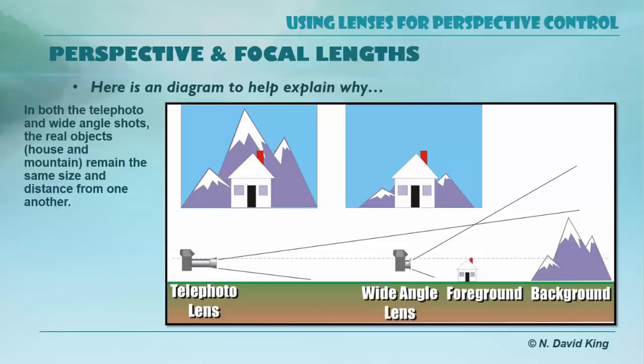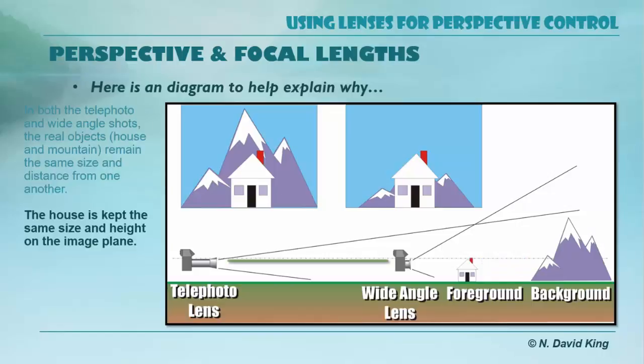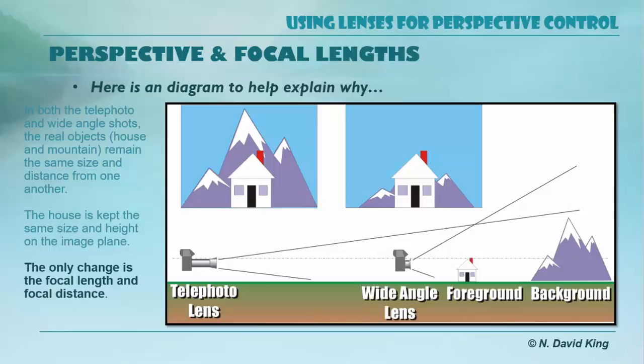What's important is that the two objects, were they real, the house and the mountain, regardless of what lens they're being shot with, actually never change size, and they never change their distance from one another. The only thing that changes is the camera position. The house, in this case for illustration purposes, is kept at the same size and height on the image plane, and that leads us to some interesting results. Remember, the only change is focal distance and focal length of the lens.